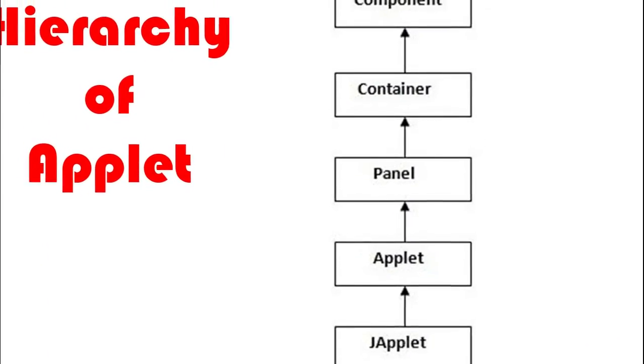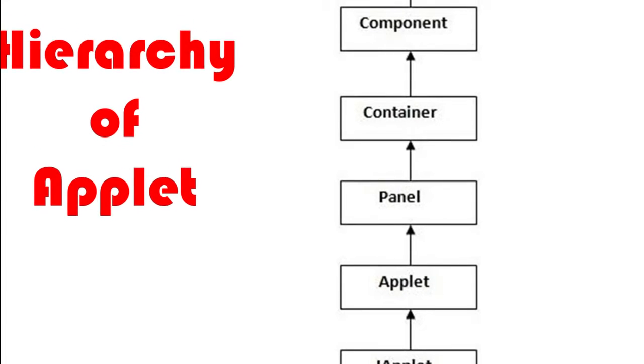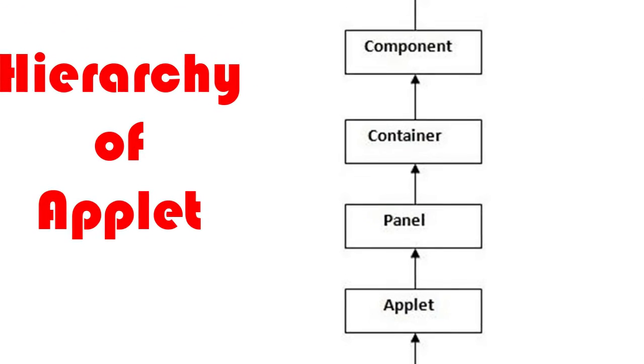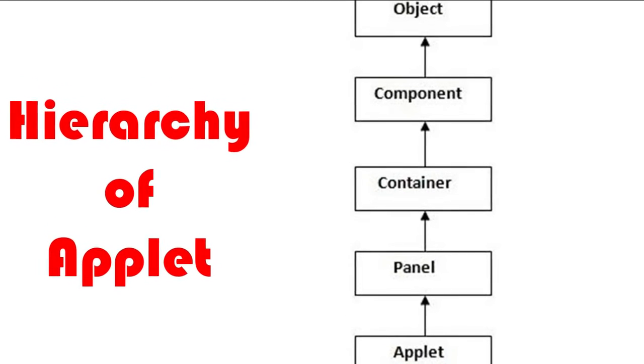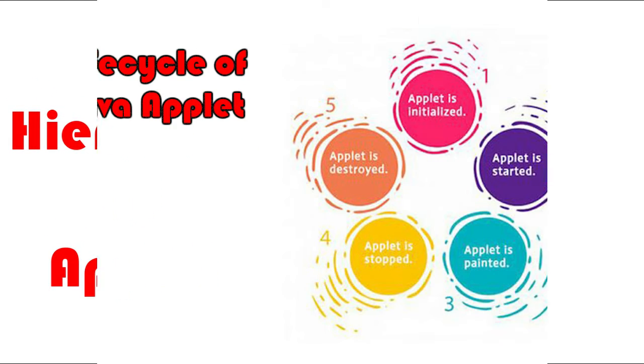And here is the hierarchy for the applet. It starts from JApplet to Applet, to Panel, to Container, to Component and to Object.